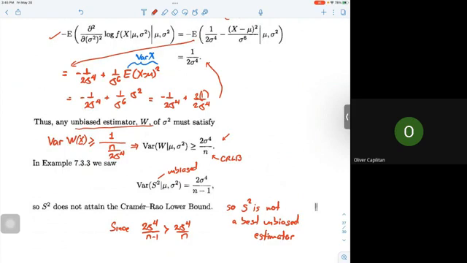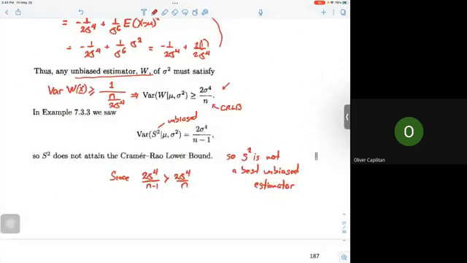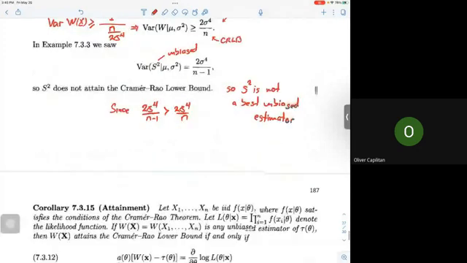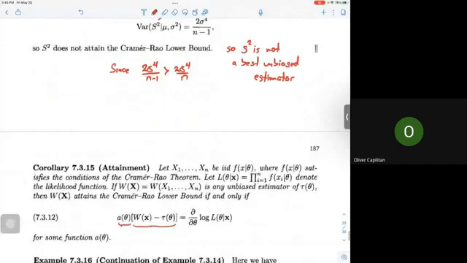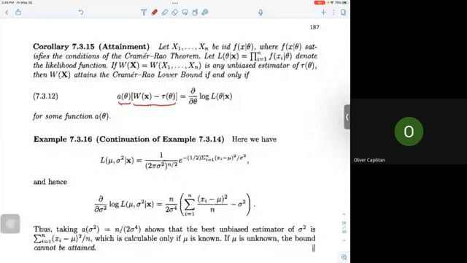Hindi natin nakita kung ano ang estimator natin dito that would attain the Cramer-Rao lower bound using the Cramer-Rao theorem. So paano natin hahanapin yung ating estimator that would attain the Cramer-Rao lower bound? So let's have this example, a continuation of example 7.3.14.